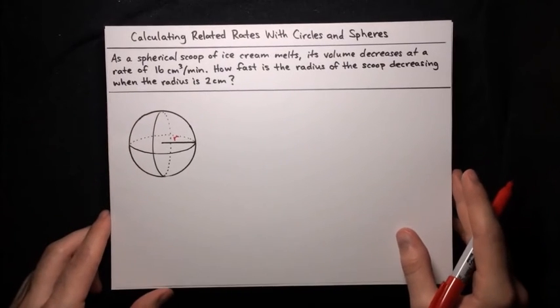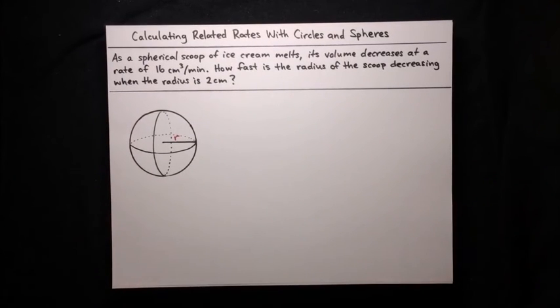Alright, here's the next problem. As a spherical scoop of ice cream melts, its volume decreases at a rate of 16 centimeters cubed per minute. How fast is the radius of the scoop decreasing when the radius is 2 centimeters?